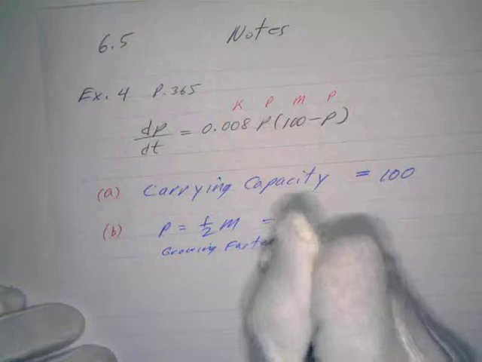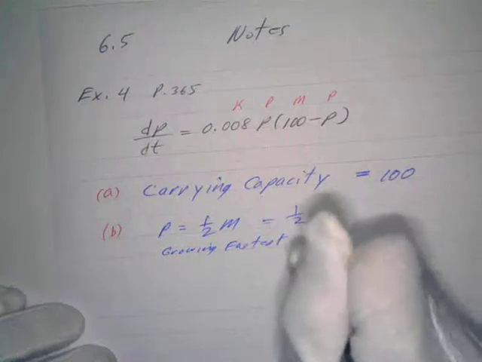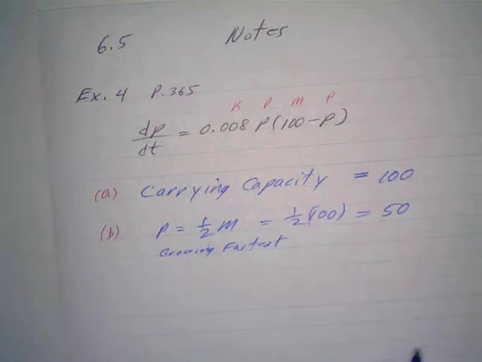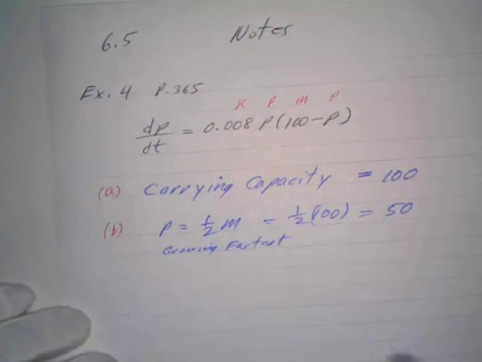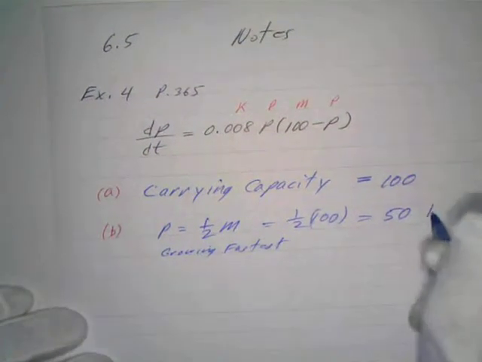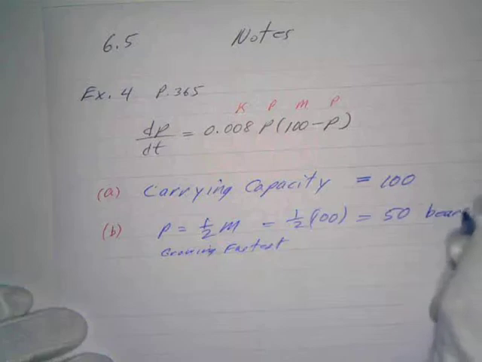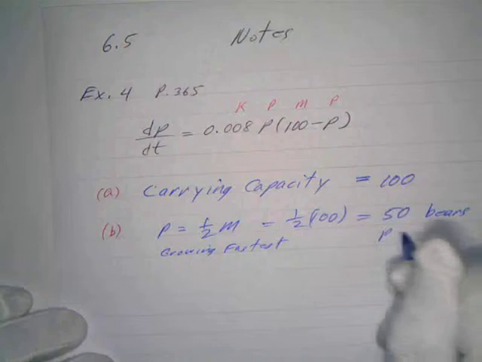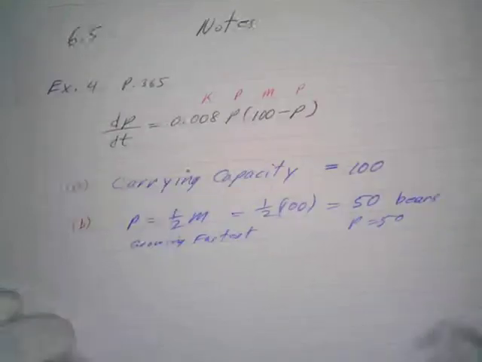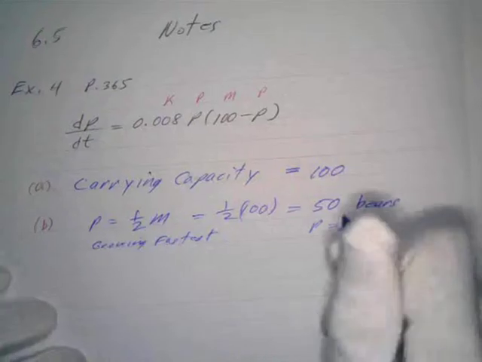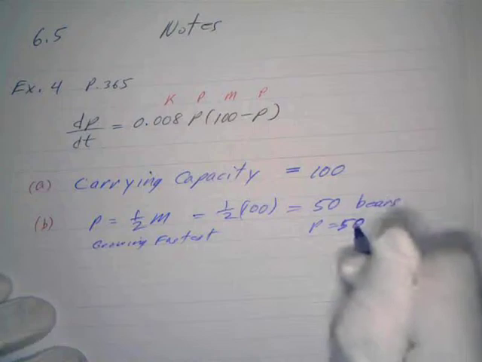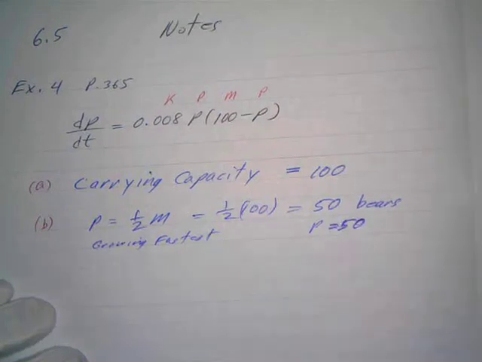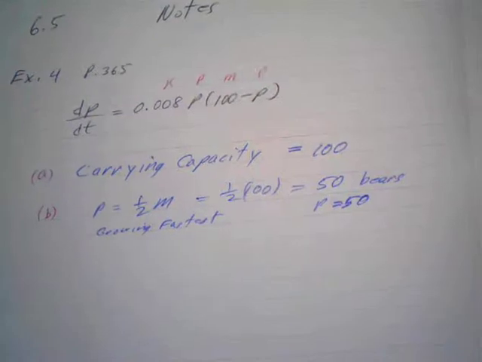Well, that's going to be 1/2 of what? 100. So that's going to equal 50. So when I have 50 bears, P equals 50, growing the fastest. Okay? And letter C.